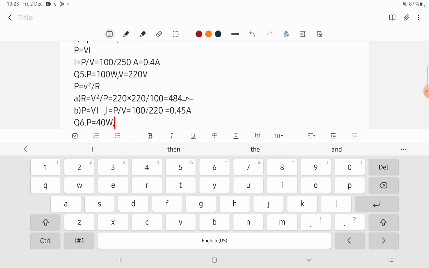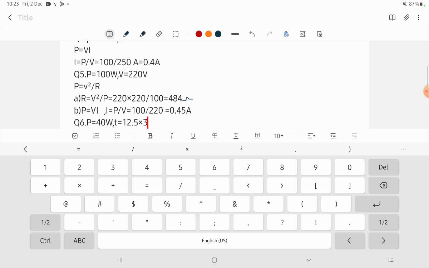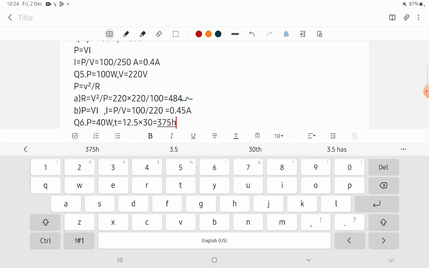Then 12.5 hour each day for 30 days. So how many hours, first calculate? That is time equal to 12.5 into 30, so it will be 375 hour. That is the total time.